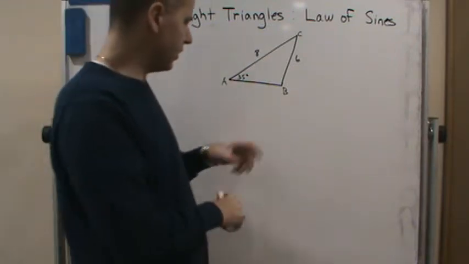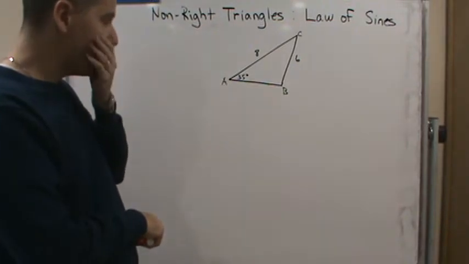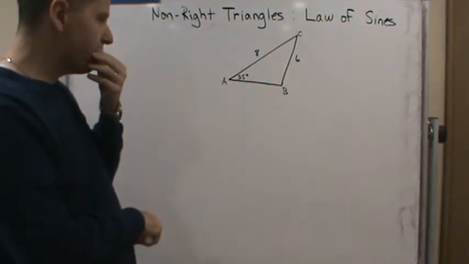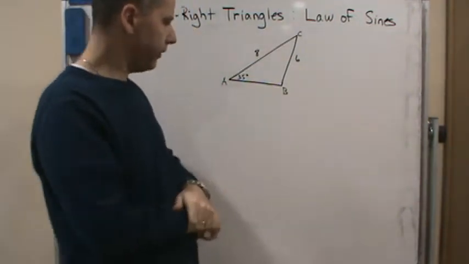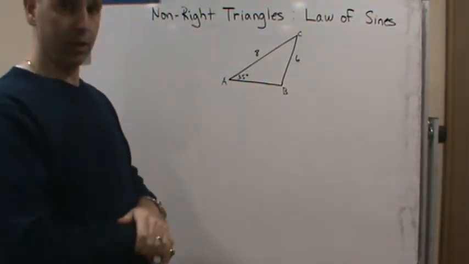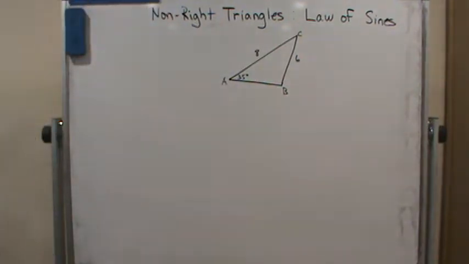Okay, and it does look like this is an obtuse angle here. And if it is an obtuse angle, then that will also tell me that I have two solutions. So let's see what we get first. Let's use the law of sines and solve for the angles.